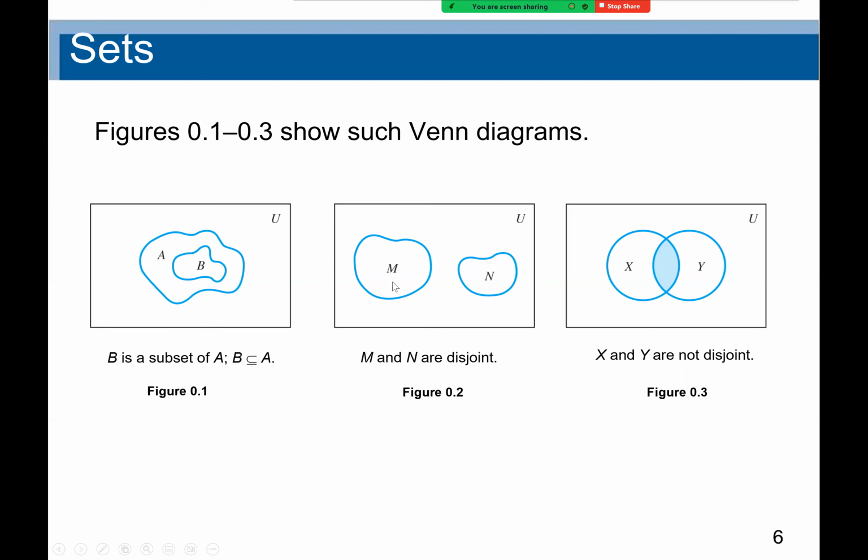Here we have disjoint because we can see M and N, they don't meet. So which means all the elements in M are different from all the elements in N. And this is again using a Venn diagram.